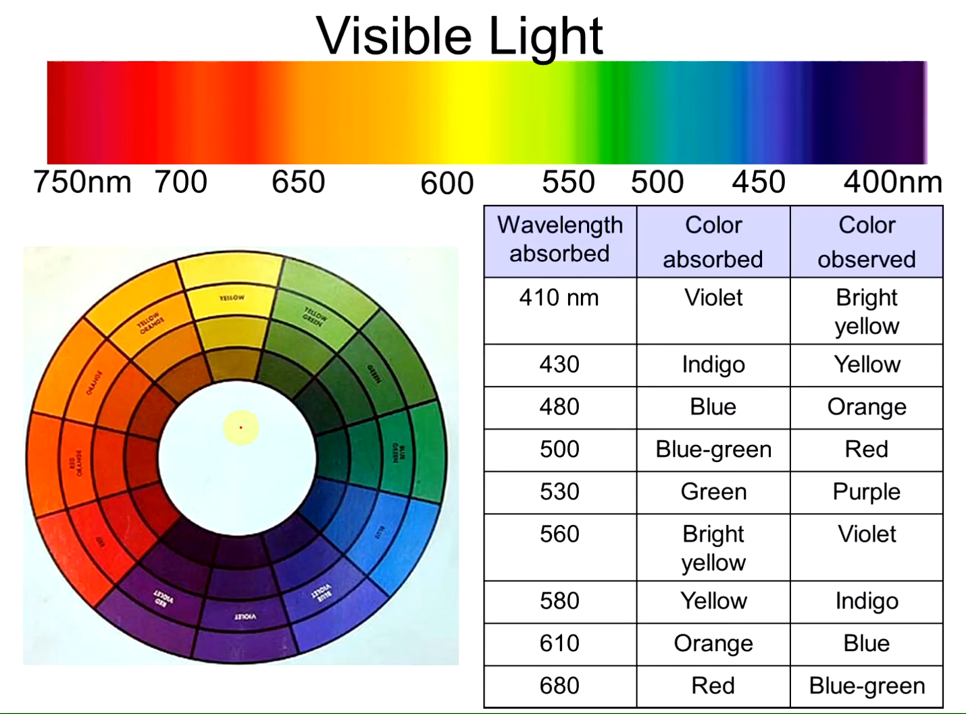So something that's absorbing violet light at 410 appears bright yellow. Something that's absorbing 500, absorbing the blue-green, appears red. And you can kind of use this as a guideline. Now, when we do this by hand, we do a rough estimation. So we create our color wheel.